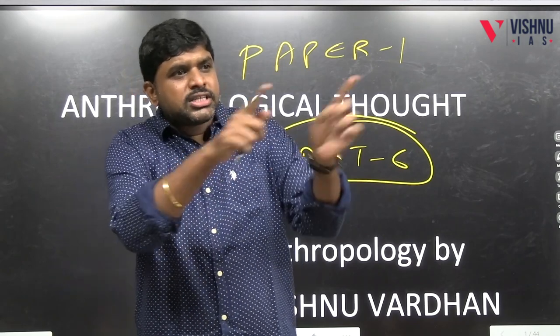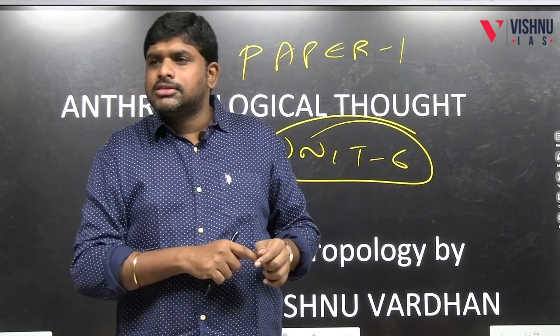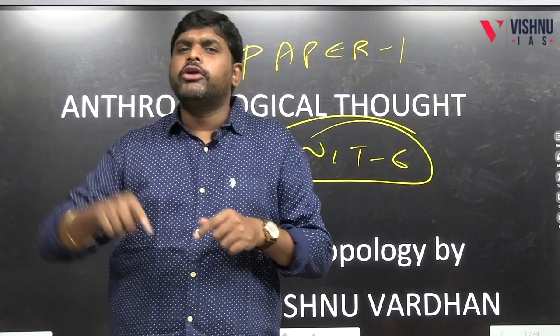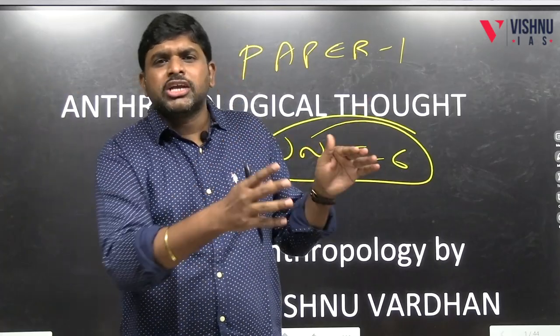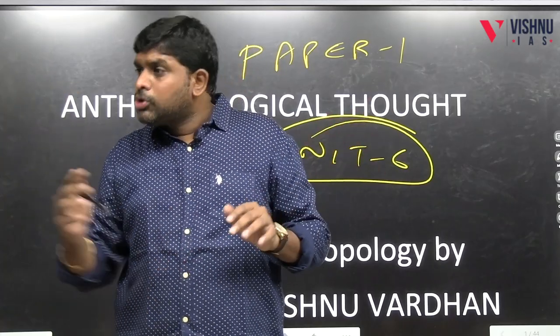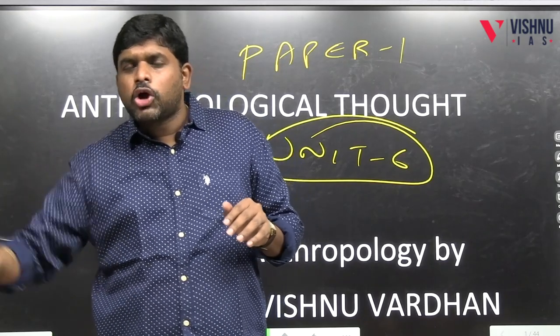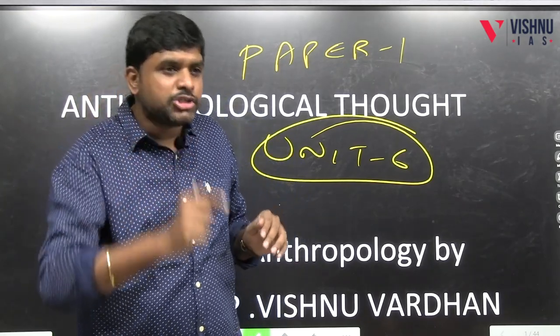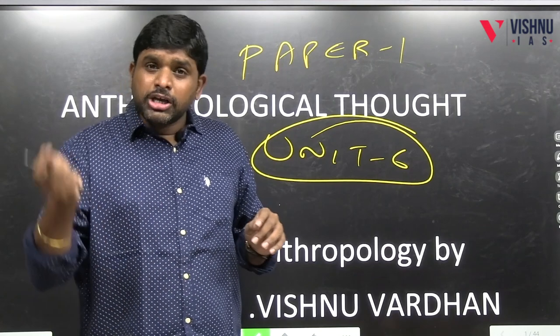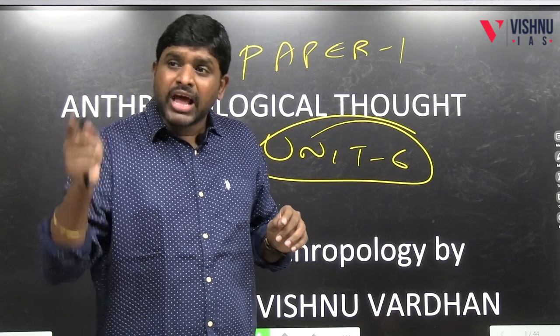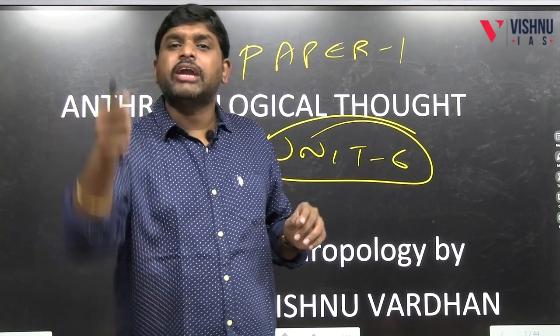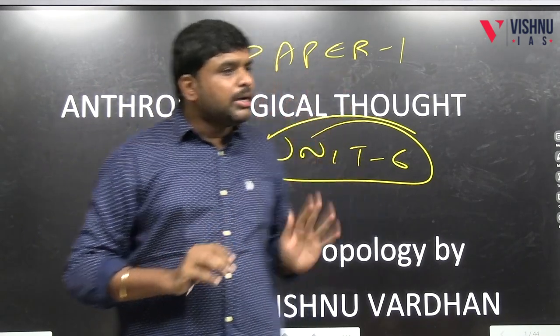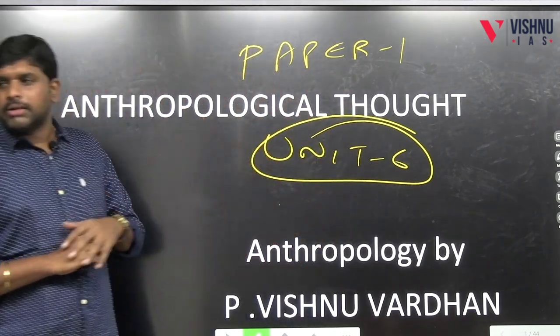Authentic, when you say that Satyagraha is this according to Mahatma Gandhi, non-violence is this according to Nelson Mandela, and according to Luther King Jr., this is what. So our answer becomes more authentic when we use the anthropologists' names. Using anthropologists' names will make your answer more authentic and help you get more marks. So that particular unit is anthropological thought.